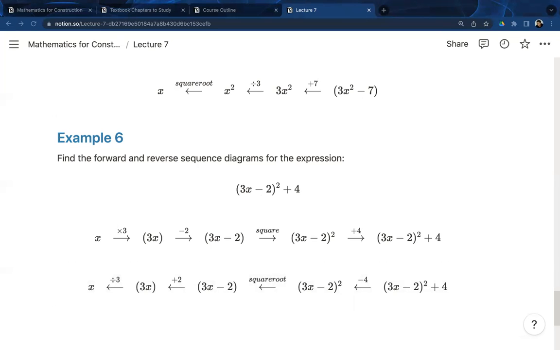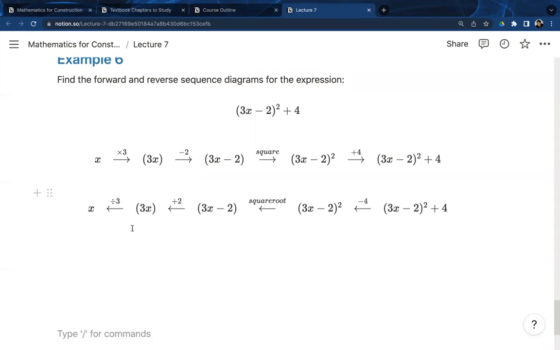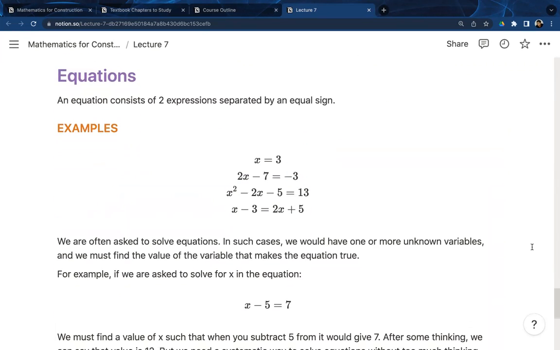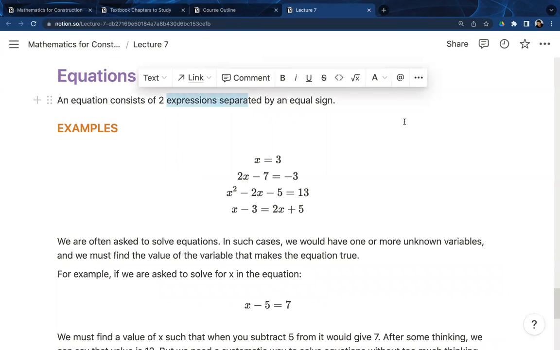So we could actually write that down, okay? So we'll talk a little bit about equations first, because that's the easiest application of this here is equations, right? So just a recap of what equations are. You have two expressions separated by equal sign.